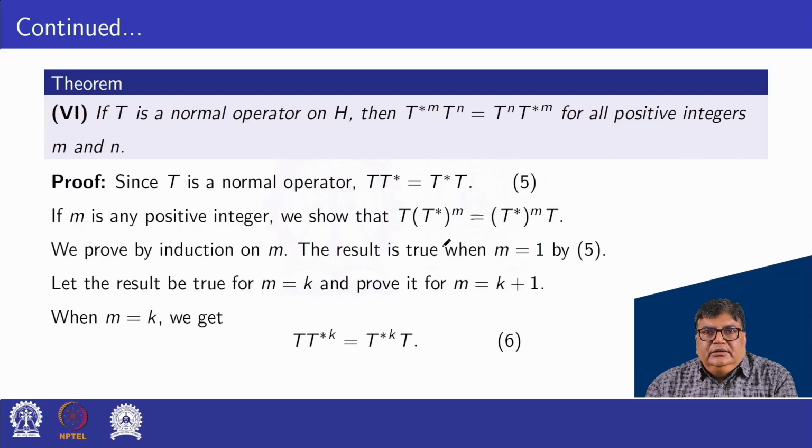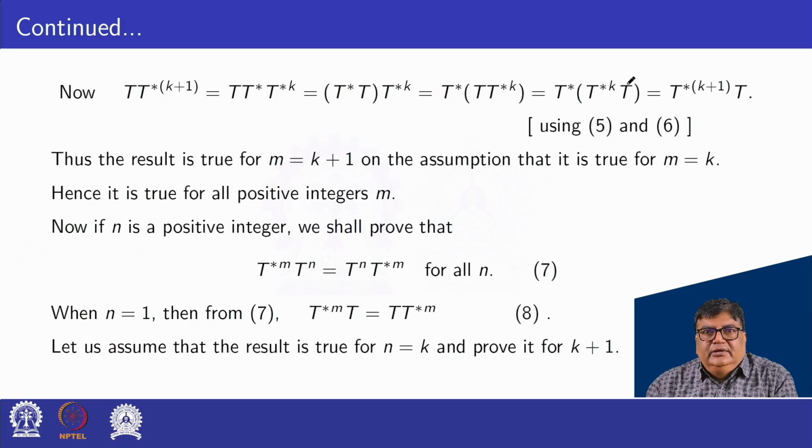So using equation 6, T into T*^k is T*^k T. So we can write this one as T* into T*^k into T, that is T*^(k+1) T. Meaning of this is the (k+1)-th power of T* into T. So this result is true for m equal to k+1. Hence, it is true for all positive integers m.